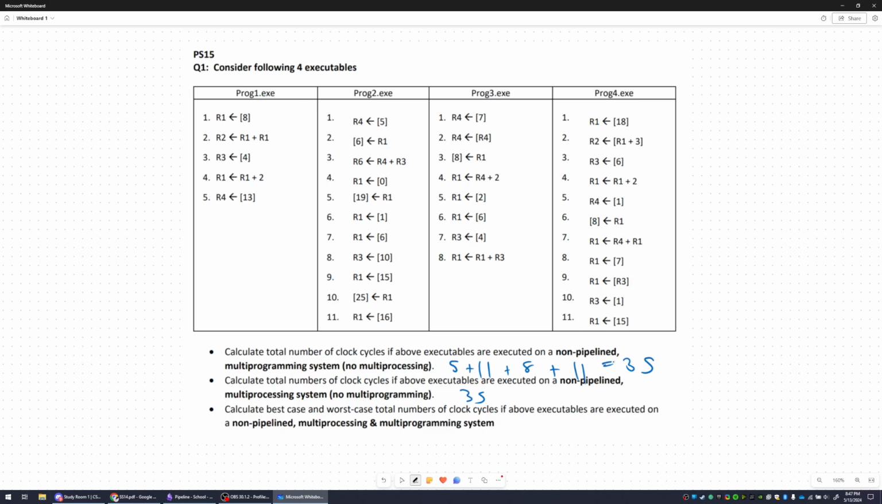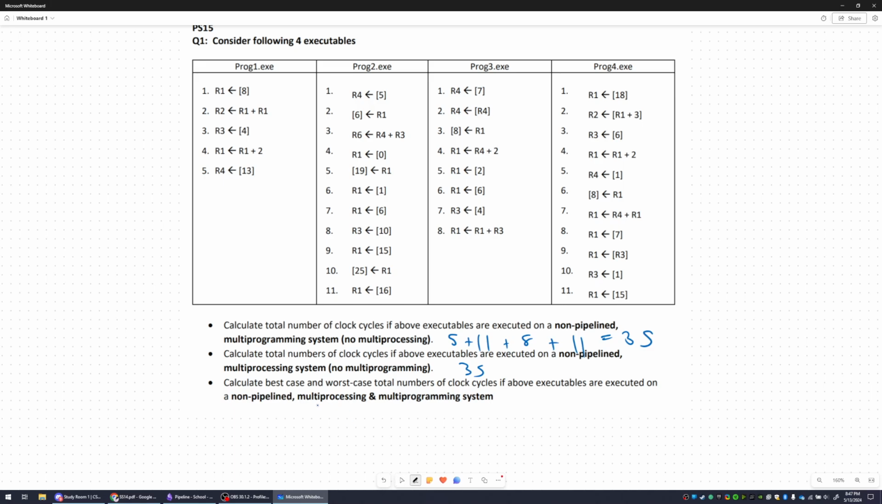So these two are both 35, and then this one has the best case and worst case. You do have multiprocessing and multiprogramming, so that's good. You can distribute the programs. The worst case is that the OS doesn't distribute these programs and all of them run on one CPU anyway. So that's still 35. The best case is all of these run in parallel on however many processors you have. Let's say you have 4 processors to run these 4 programs. So it's just the longest one here, which is going to be 11.